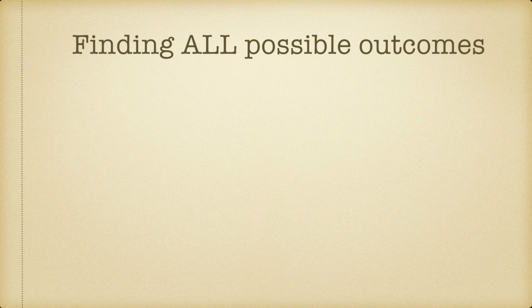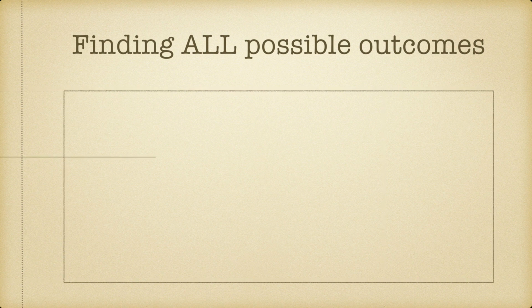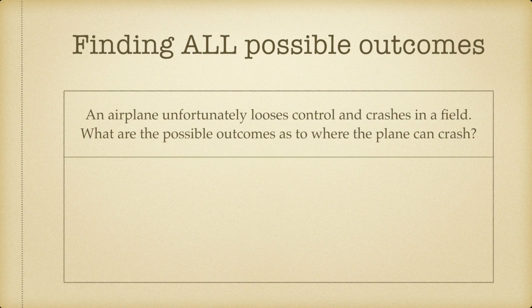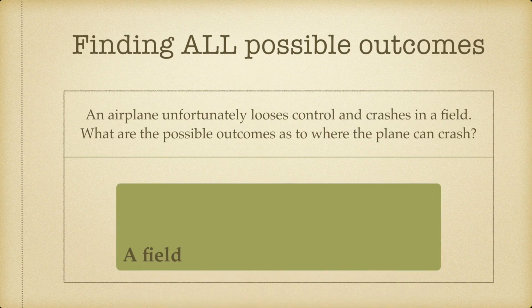Now let's take a look at one final example. Let's say we have an aeroplane that unfortunately loses control in the air and crashes in a field. So what are all the possible outcomes as to where the plane can crash? Here shown in green is the field, and this is our aeroplane shown in blue. So what are all the possible outcomes for this unfortunate event? The plane unfortunately loses control and crashes.